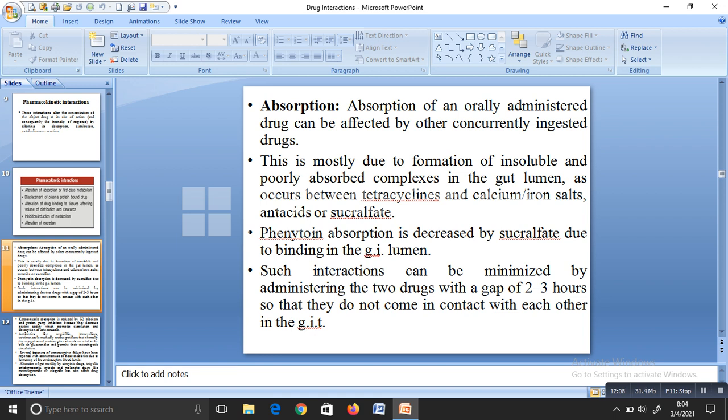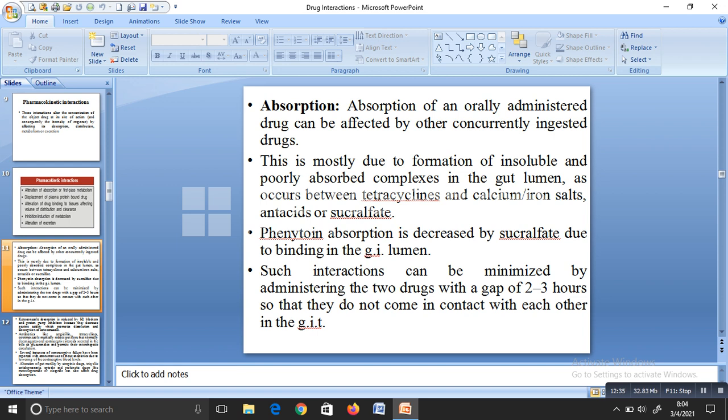An example for absorption is tetracycline with iron, calcium salts, antacids or sucralfate. It will form an insoluble complex in the gut lumen, so it will be poorly absorbed. Next is phenytoin. You know what phenytoin is? Phenytoin is an anti-epileptic drug. Phenytoin absorption is also decreased by sucralfate by binding in the GI lumen.